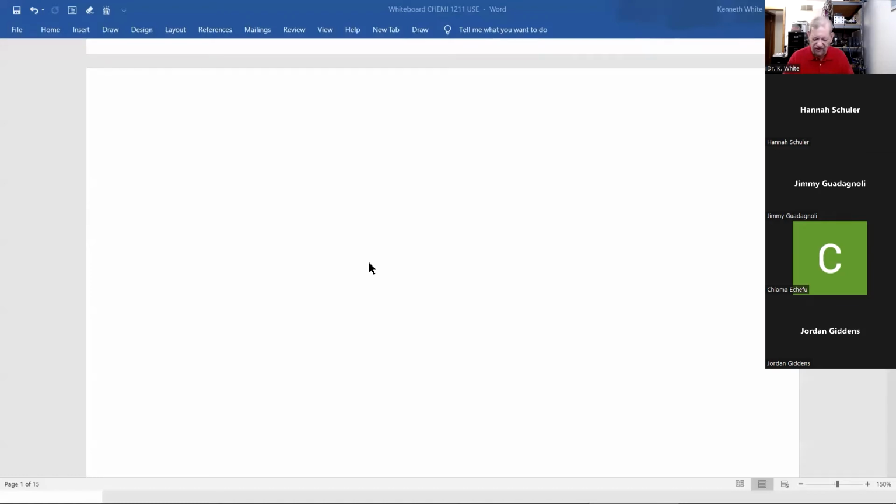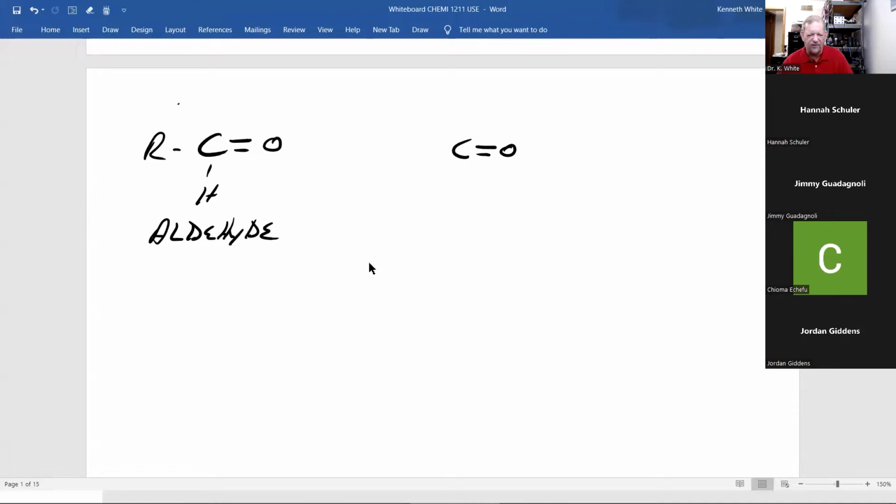All right, no questions. It's time to get back to aldehydes and ketones. And just to remind you, carbonyl group, you should know, carbon double bond to oxygen. When there's a hydrogen and an R group on there, that's an aldehyde. When you have two R groups on there, they can be the same or different, this is a ketone.